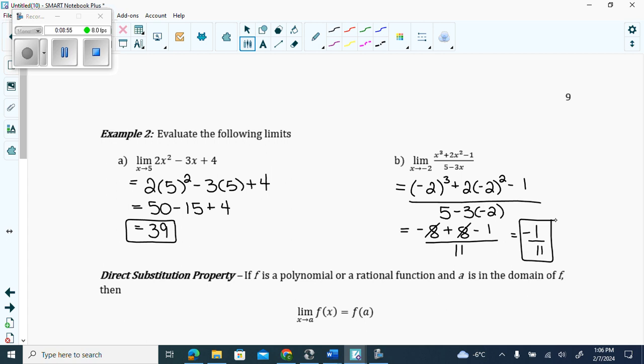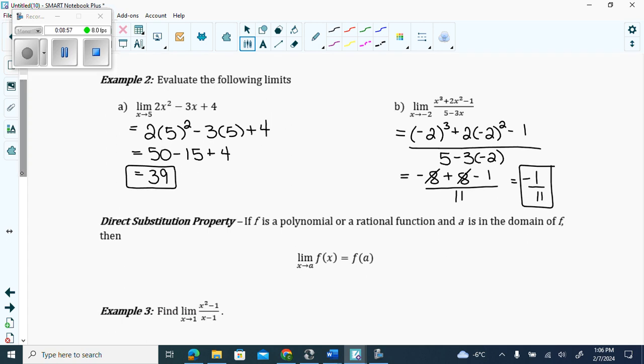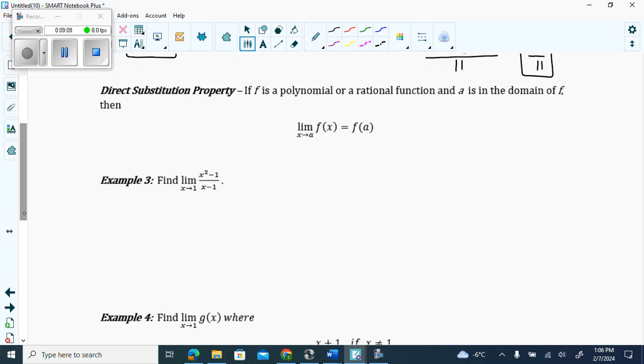You did. That's okay. Direct substitution property: if f is a polynomial or a rational function and a is in the domain of f, then you can just directly substitute it in. However, what's the problem with number 3? Yeah, it's going to make a 0 in the bottom. And are we allowed to have that? No. So we can't direct substitute right off the bat. We have to do something to get the problem away. And the problem is the x minus 1. If I can get that x minus 1 to cancel off, I can plug in and I'm fine, right?